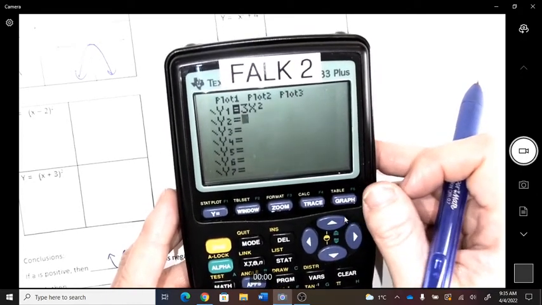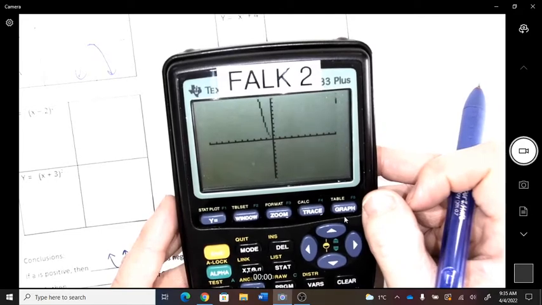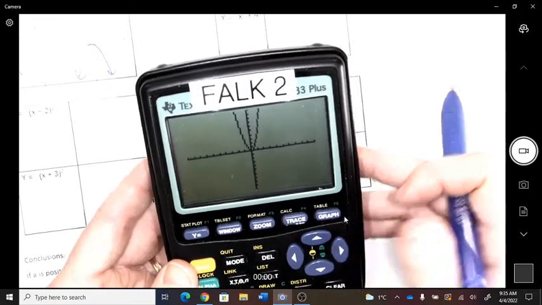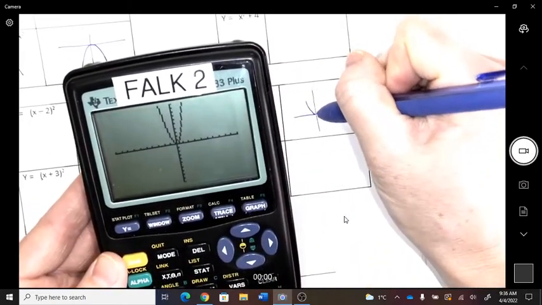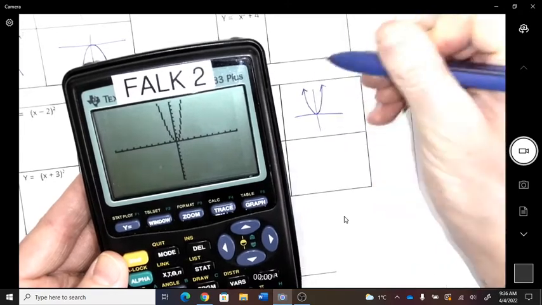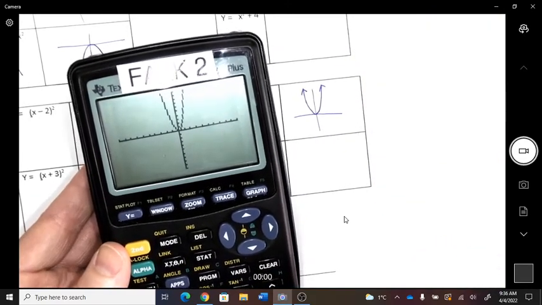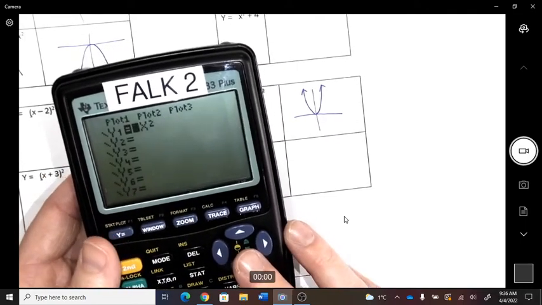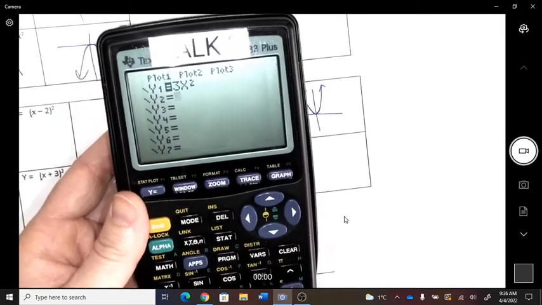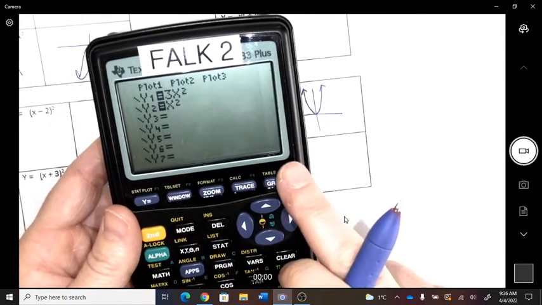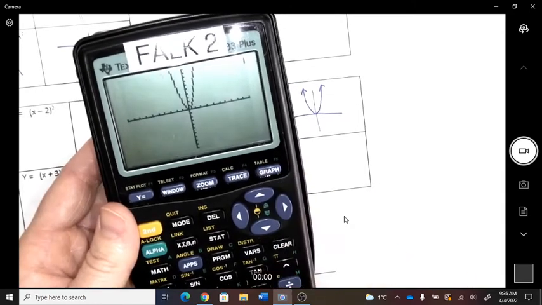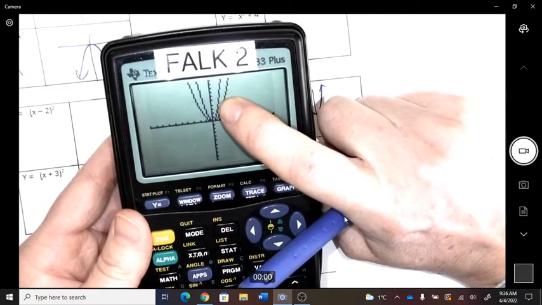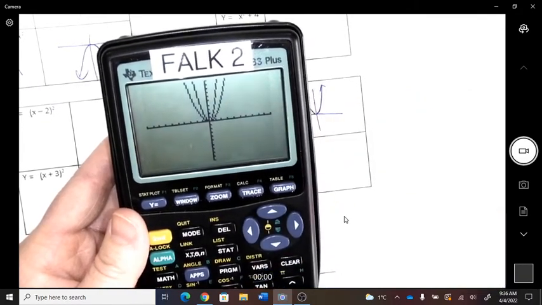Everyone's got that in? Okay, I graph it. And that's what it looks like. If you want to see me compare it to the original, I'm going to put my original on as well. So I can go to y2, and here's my original, by the way. So in my y2, that was the original, and then this was the 3x squared. So do you see a difference?